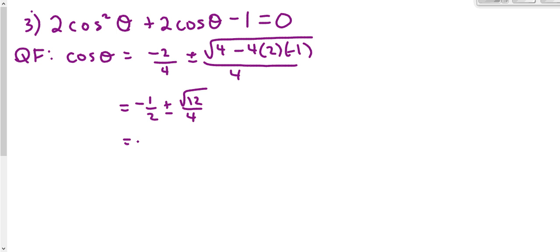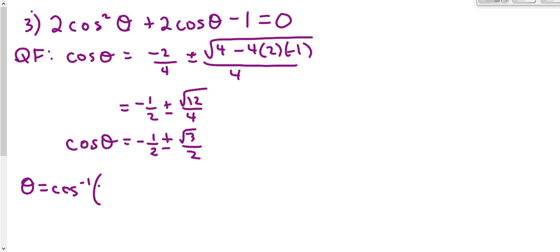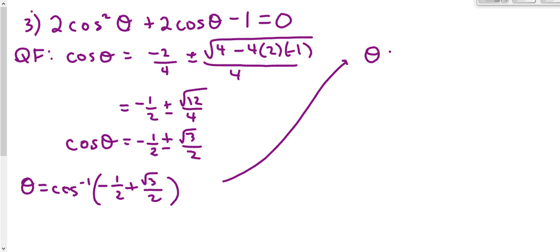Okay, so let's simplify this, and we get negative 1/2 plus or minus square root 12 over 4. And that's going to reduce to, square root 12 is going to be 2 square root 3, and then we're going to reduce the 2 on the top and the 4 on the bottom, so we're going to have square root 3 over 2. So cosine theta is both of these numbers, and let's break this up into the one with the plus and the one with the minus and do the inverse cosine of them. So we have theta is inverse cosine of negative 1/2 plus square root 3 over 2. And also, theta is inverse cosine of negative 1 minus square root 3 over 2.